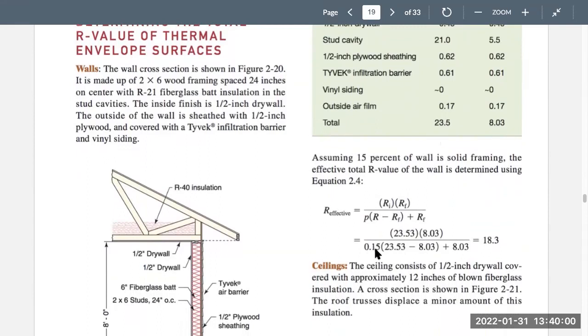0.15 is based on if the wood studs in your wall are 24 on center, you might do 10% because there's less. If they're 16 on center, you might do 15%. So what that means is it's either going to be between 10 to 15% of your wall or your ceiling is going to be comprised of wood studs.